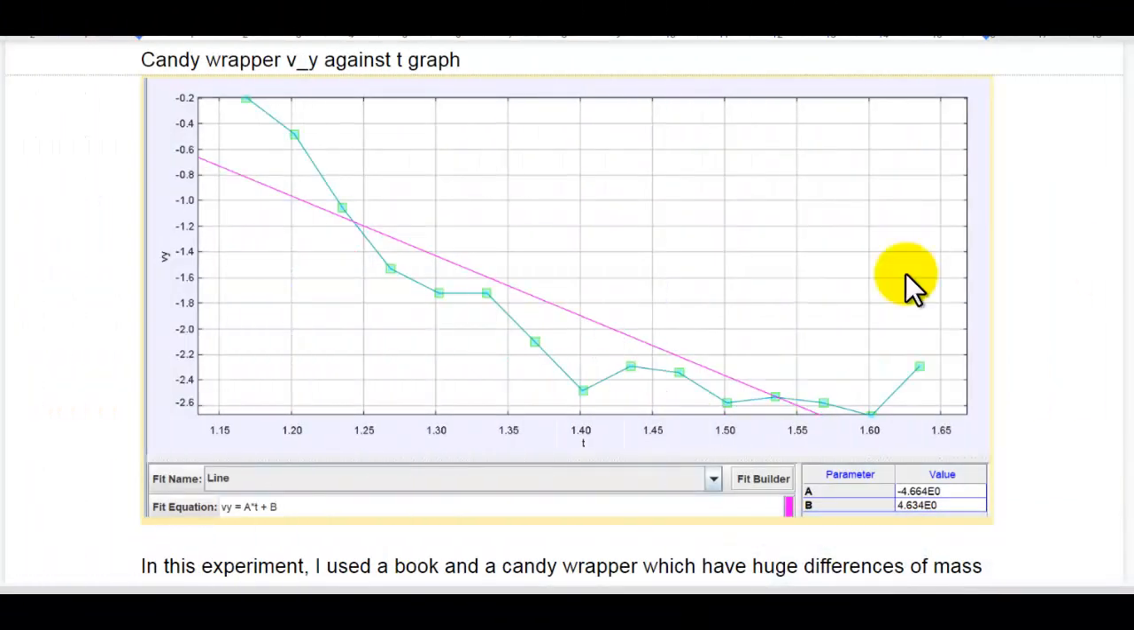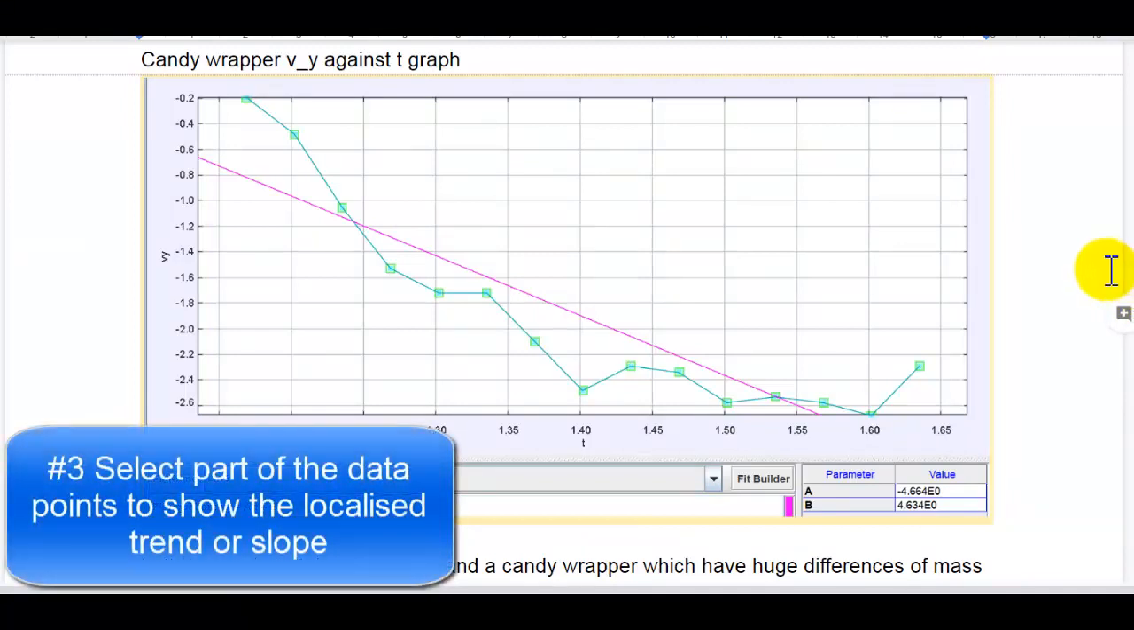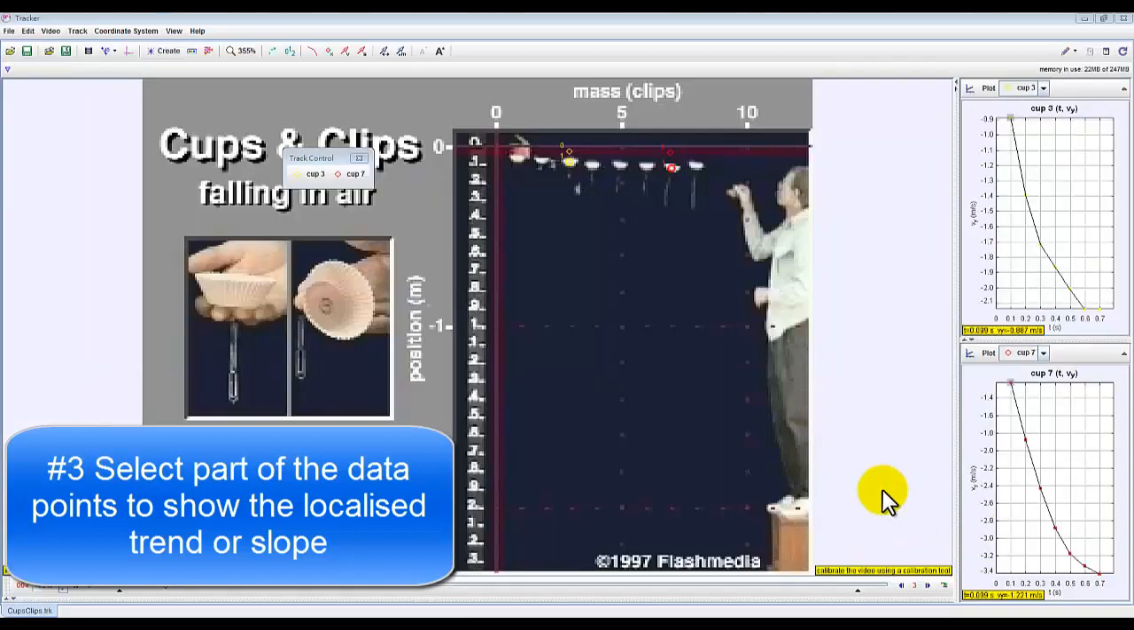Issue number 3. Here is the vt graph of the lighter object done by another student. You can see that the line of best fit, which is a straight line he drew, is like this. The issue is that we should all know the vt graph of a lighter object is actually changing. You can't find a constant acceleration out of that, because the air resistance will change with its velocity. So let me show you how we can do it properly.